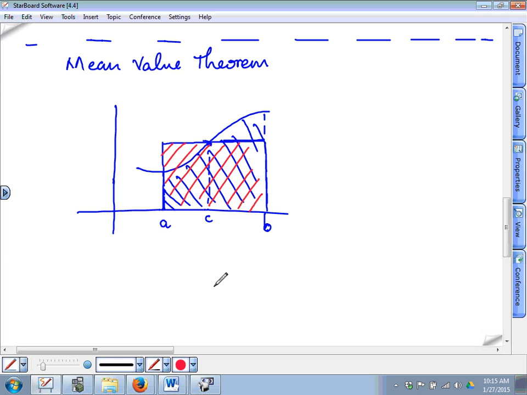So you need to write it this way. The integral from a to b of f of x dx.